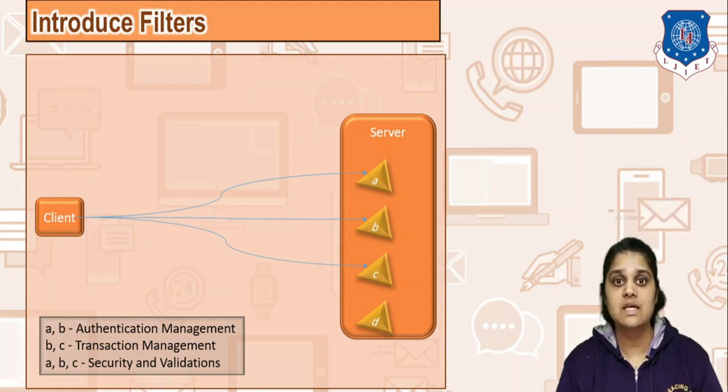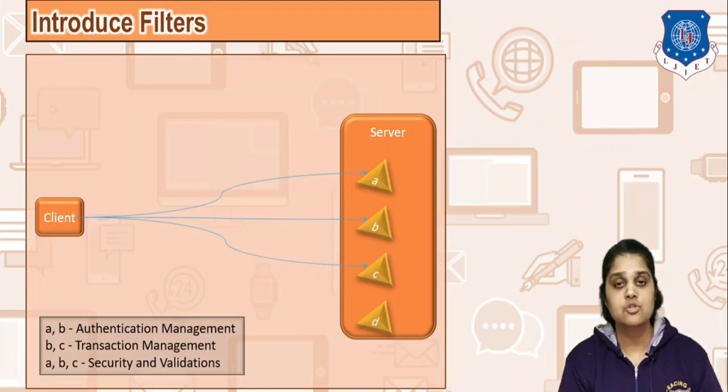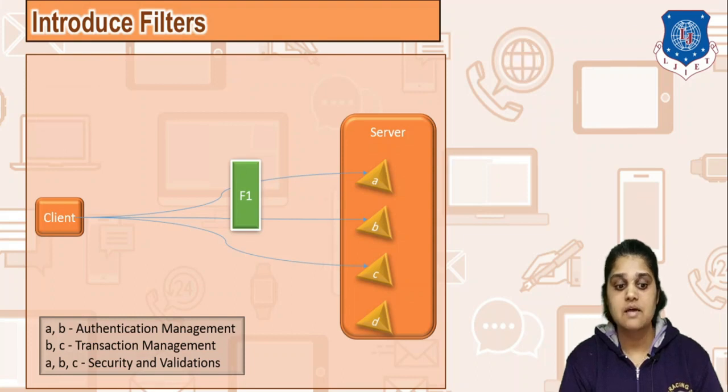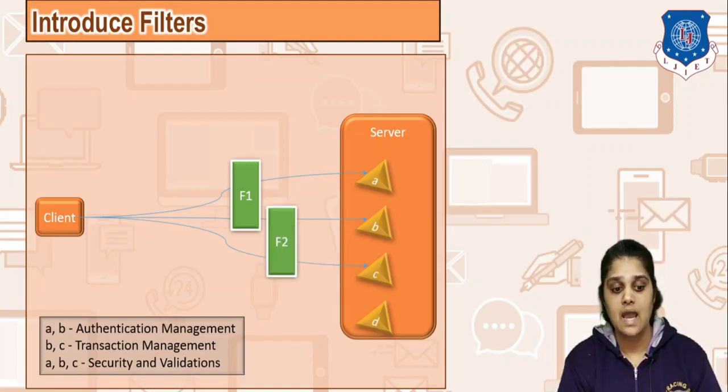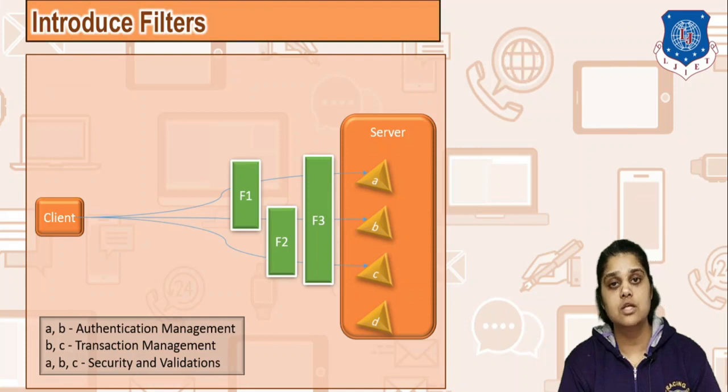So instead of writing the same code at more than one place repeatedly, you are just bringing it out, putting it in the form of a filter, and attaching or configuring the filter on whatever servlet you want. So let us say, if you have a client who wants to access servlet A and servlet B, then it has to pass through filter F1. And this F1 is going to help in authentication management. Similarly, for B and C, you have another filter for transaction management. And for all 3 servlets A, B and C, you can implement a single filter for security and validation.